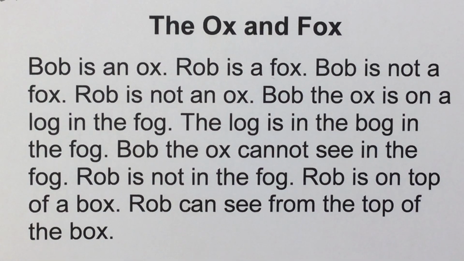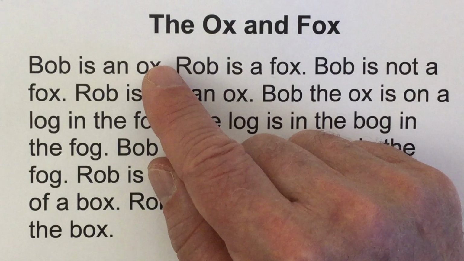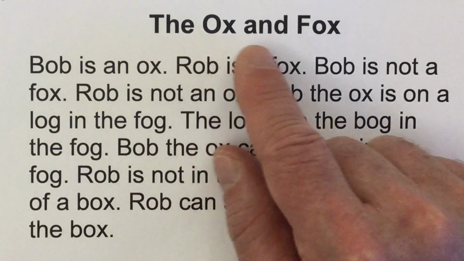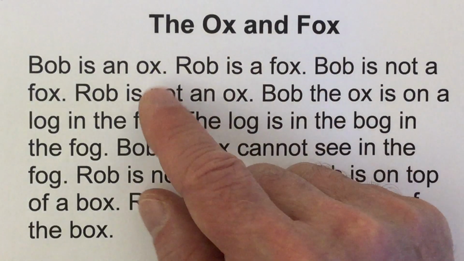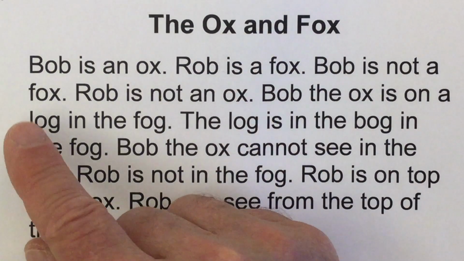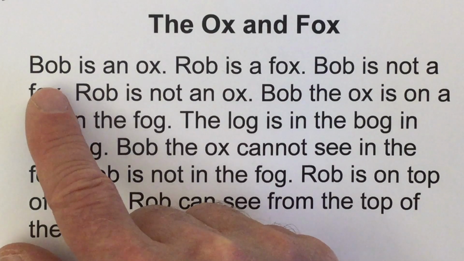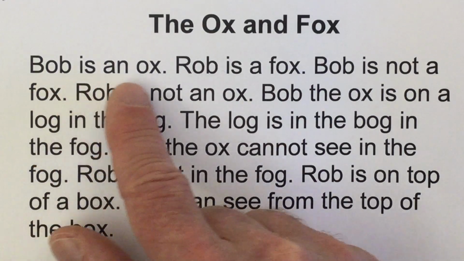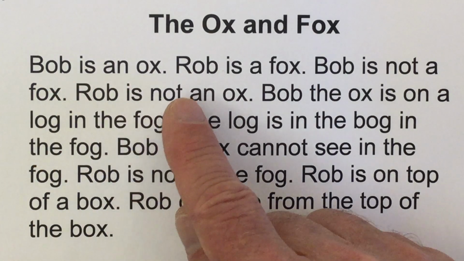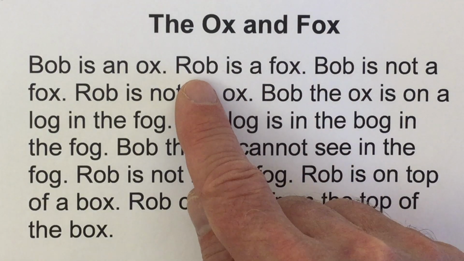Okay, this time we're doing an echo read. That's where I read and point to each word, and then it's your turn to read the words I point to. Let's start with the title. Mr. C's turn. The Ox and Fox. Your turn. Mr. C's turn. Bob is an ox. Your turn. Mr. C's turn. Rob is a fox. Your turn.